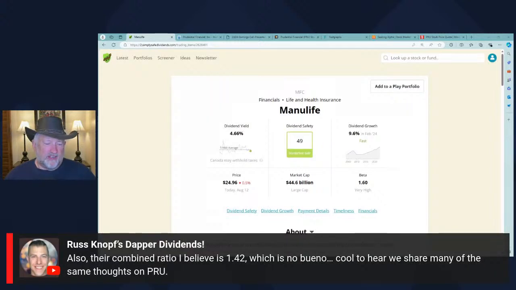So Russ here says also their combined ratio is 1.42, which is no bueno. I'm trying to think of what ratio that would be. Cool to hear. We share many of the same thoughts on Pru. Yep, no, that's great. It's what do they say? Great minds think alike. So there you go.